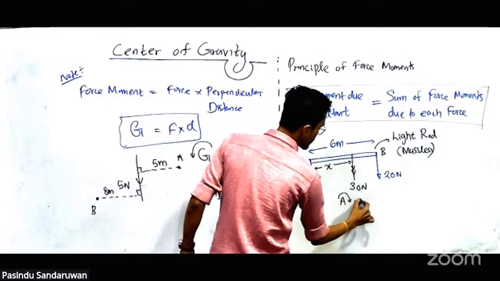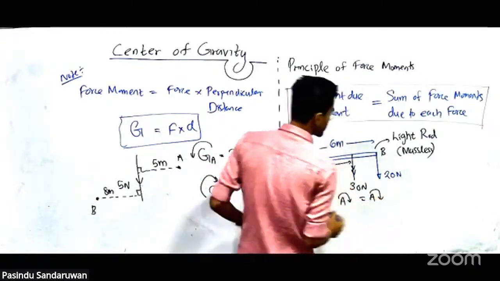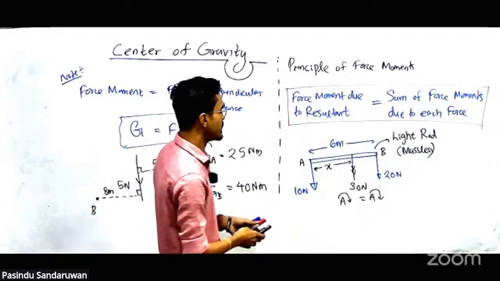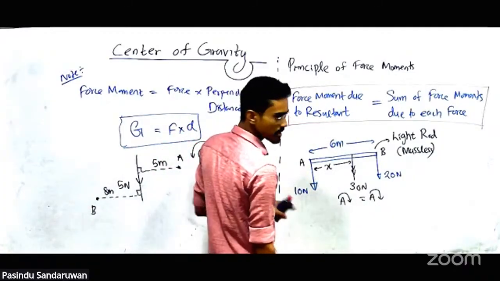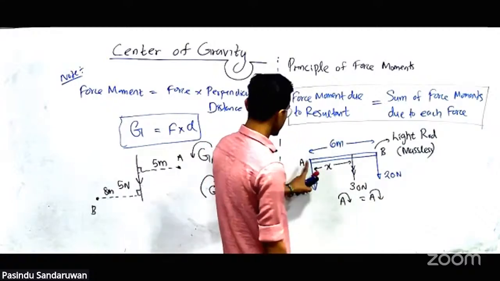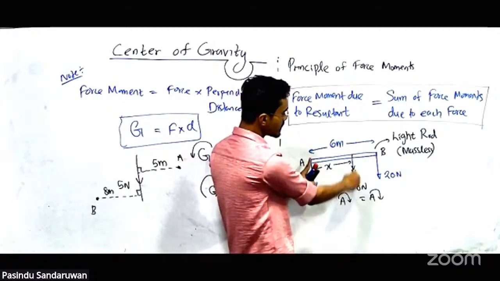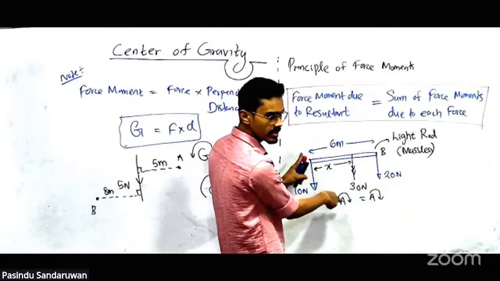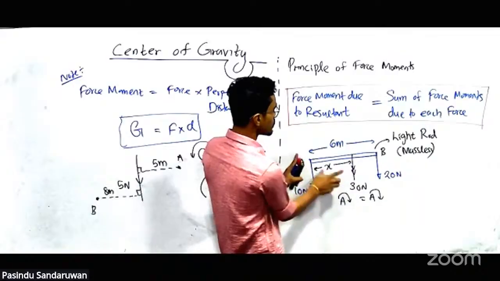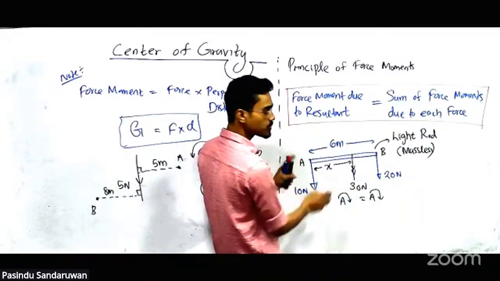Now, if I consider A, I'm going to apply this, something like this. Now, this side is for the resultant. Force moment due to the resultant about A. Direction is clockwise, that I have marked already. Force moment is force into perpendicular distance, 30 into x. Got it?